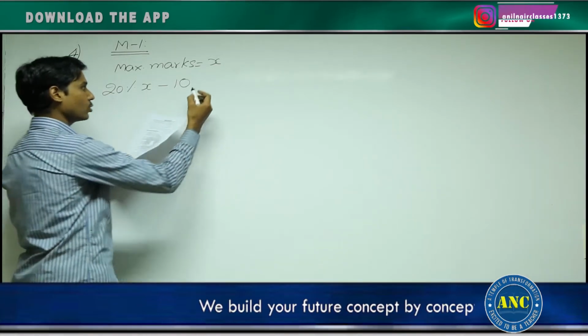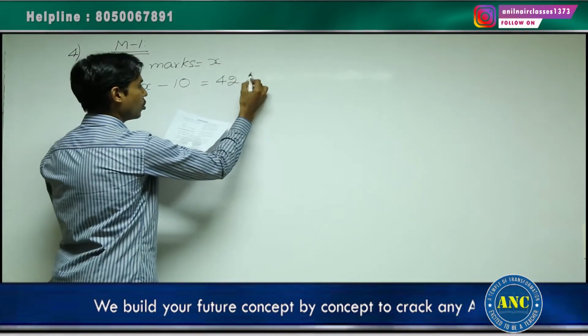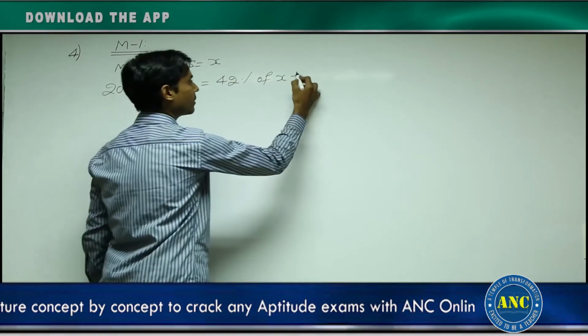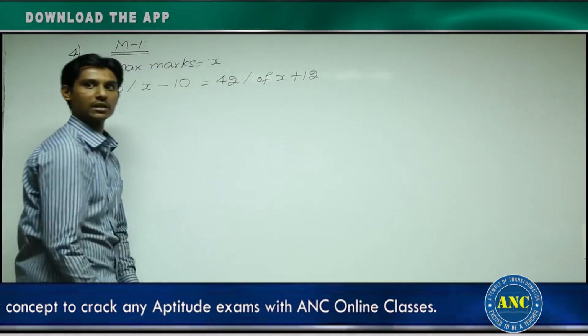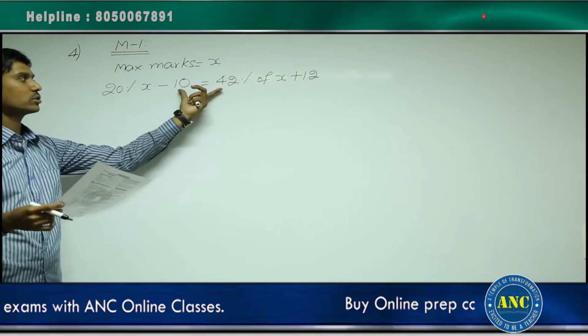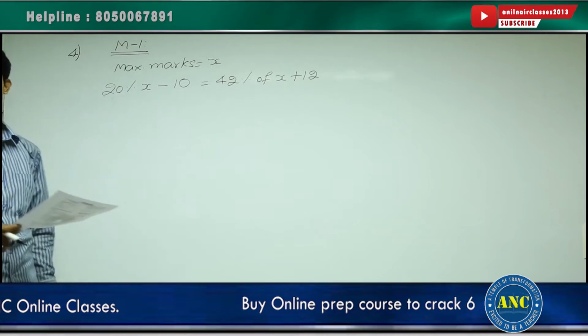But another candidate who gets 42% marks, who gets 42% of x, gets 12 marks more than the passing marks. Find the maximum marks is the question. Why am I equating? For both the persons, passing marks is the same, right?